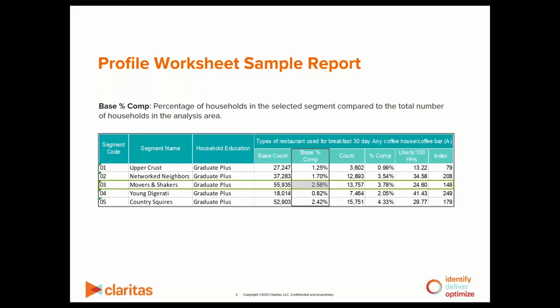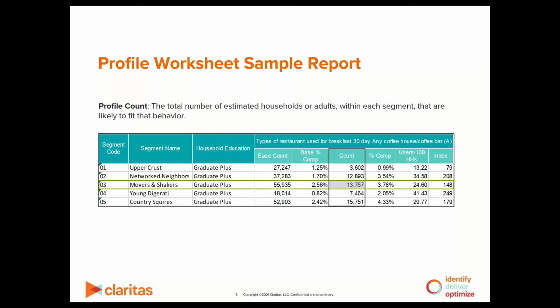The base percent comp is the percentage of households in the selected segment compared to the total number of households in the analysis area. So, movers and shakers households make up 2.56% of all the households in the Atlanta CBSA.